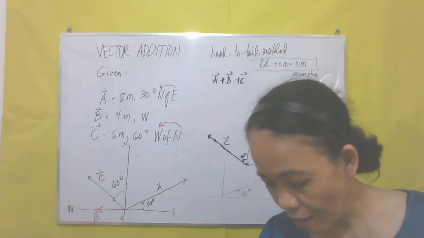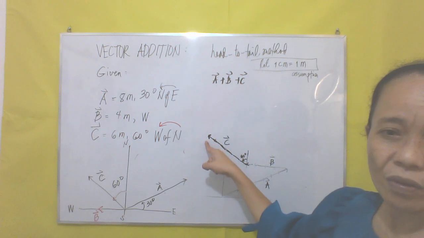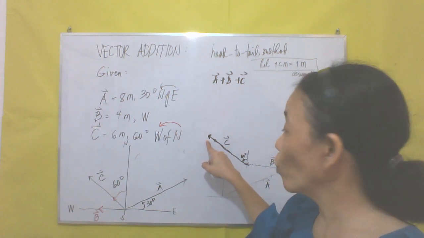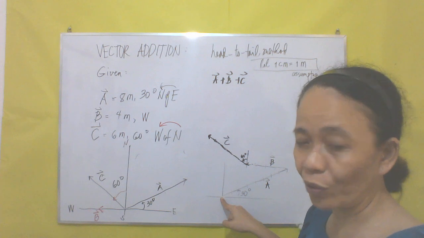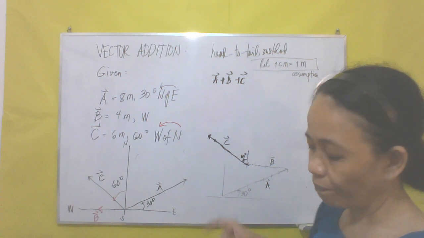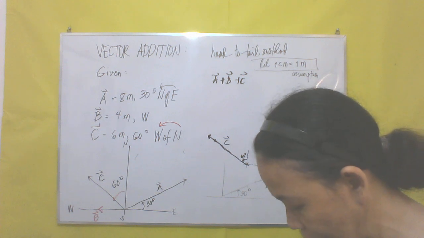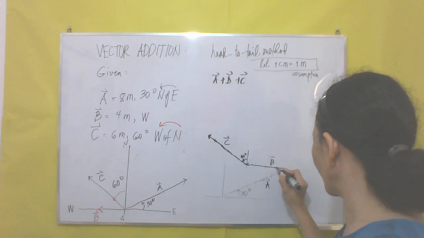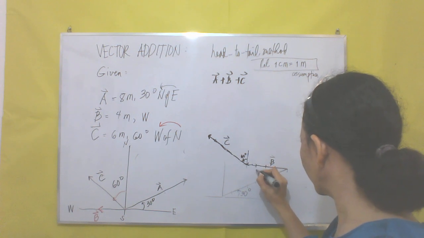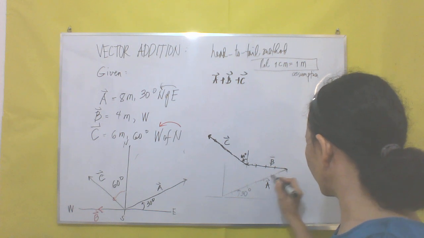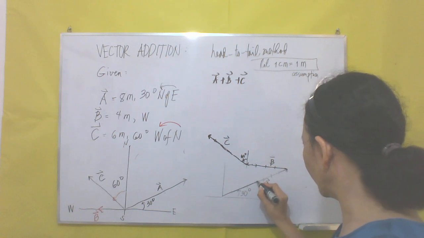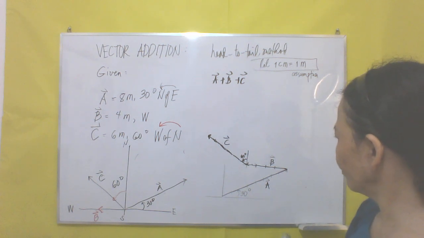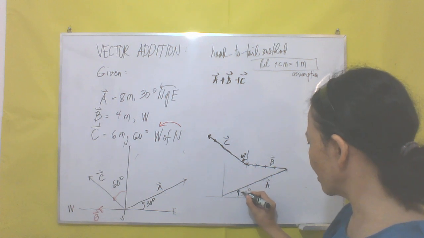Next, let us now draw a line connecting from the head of this last vector to the tail of the first vector. This is the tail of the first vector. Let us darken this one in order for you to understand. And this is for vector A. Next, this is 30 degrees.